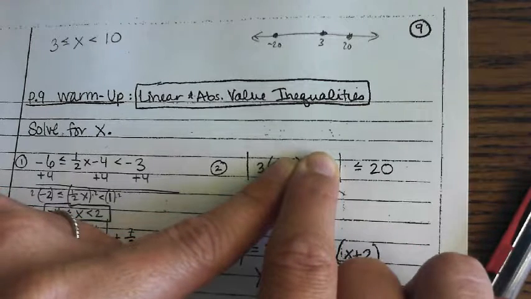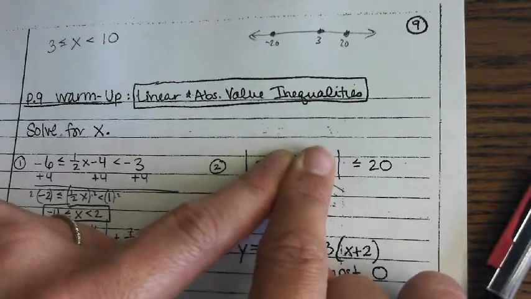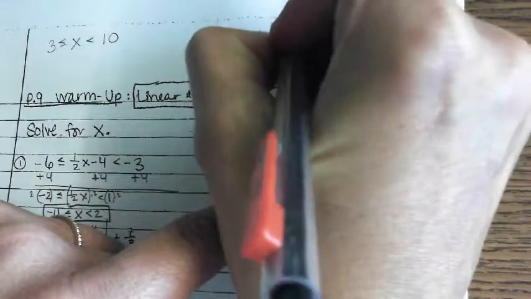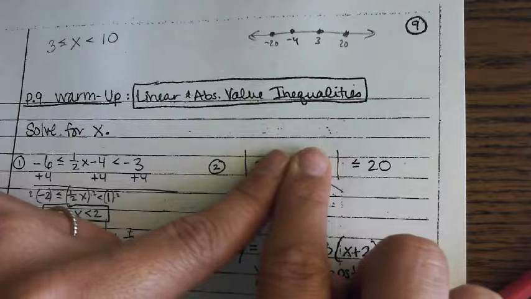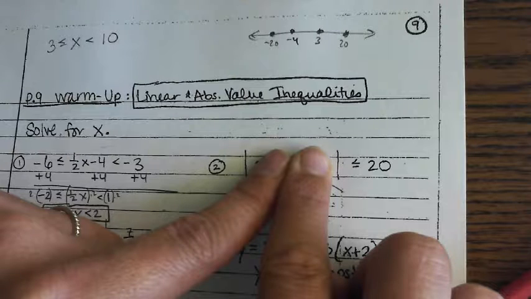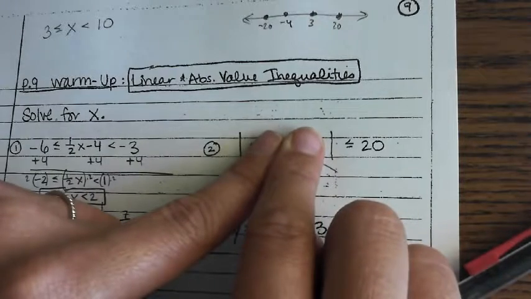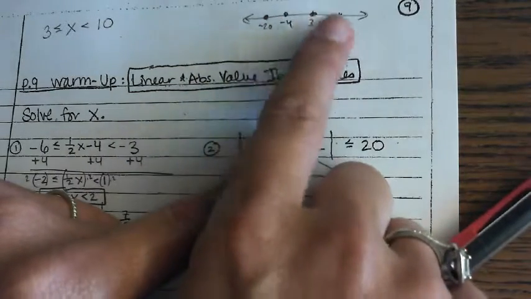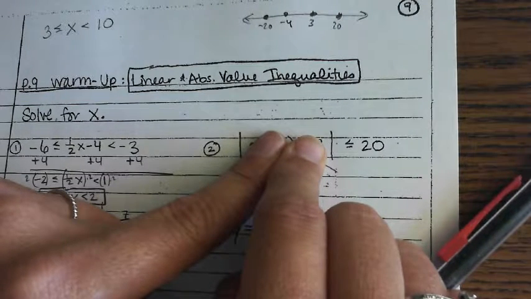What else works? Julie, give me another number. -4. -4 would work because the absolute value of -4 is 4, and 4 is less than or equal to 20. So -4 would work. So who can give me the range of numbers that's going to work? The span of numbers that's going to work? -20 to 20. Very good. So does that make sense? Anything greater than -20 or less than 20 will work. Has to be both of those things. It has to really be greater than or equal to -20.